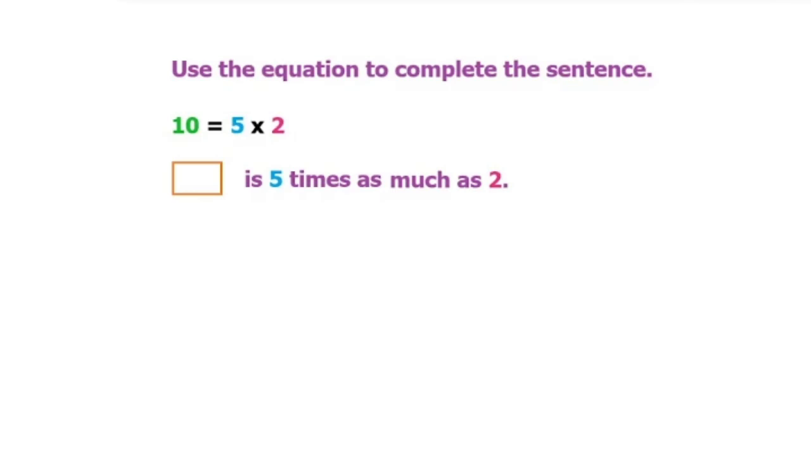In this video, we're going to compare numbers using multiplication. So if we have a problem like this that says, use the equation to complete the sentence. So we have 10 equals 5 times 2, and we have blank is 5 times as much as 2. So we know the answer is 10.